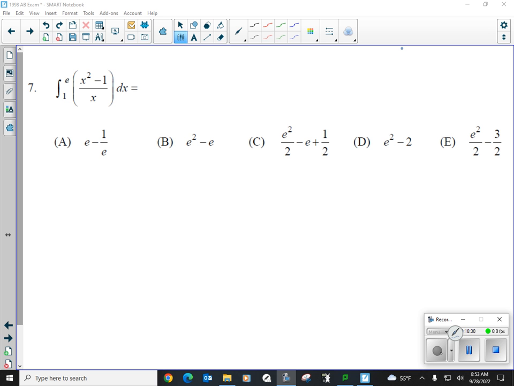Number 7. Ooh, man, we're getting a lot of problems where it's just an equation to solve. I like it. It's my wheelhouse. Woo! That's a wheelhouse, kids. Anyways, that was a phrase from 1998.